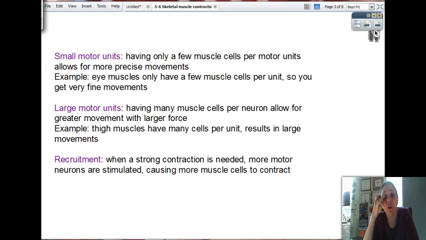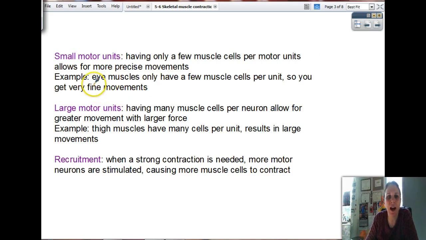Okay, small motor units only have a few muscle cells per motor neuron. So having only a few muscle cells per motor unit allows for very precise, detailed movements. Like your hand. Think about all the fine, detailed drawing and things that you do with your hand. So we have a lot of small motor units affecting our fingers, but yet we can use our hand to grab onto and contract and pull something heavy. It's mostly up here that's happening, but we can have some major contraction going on there.